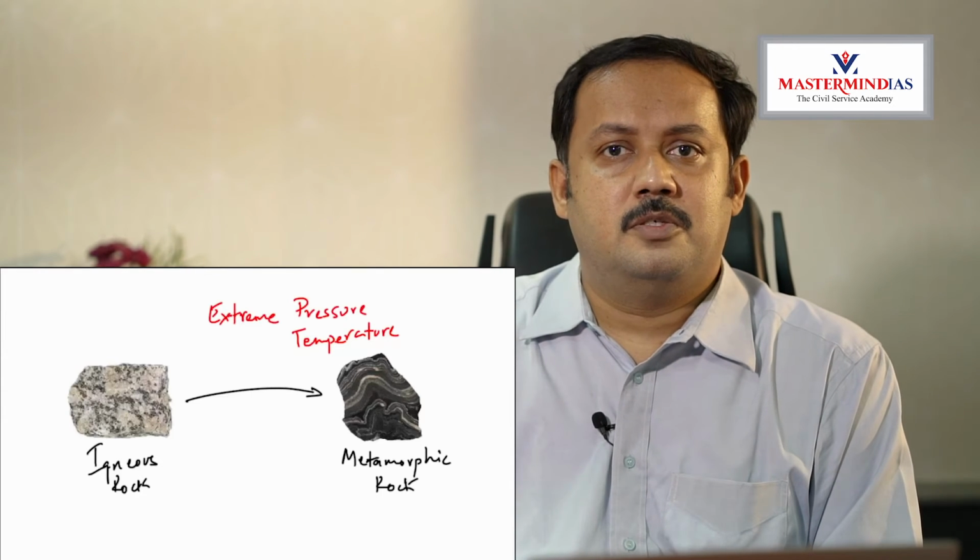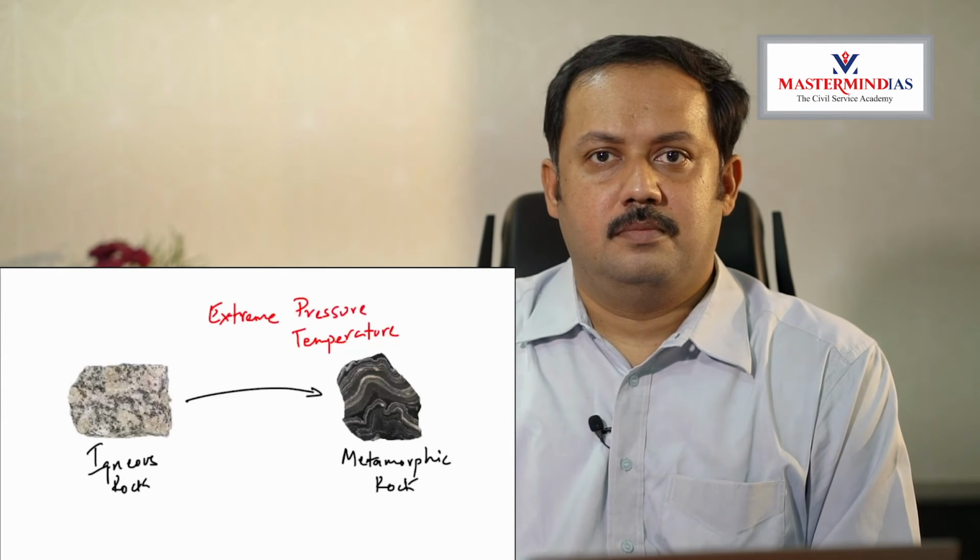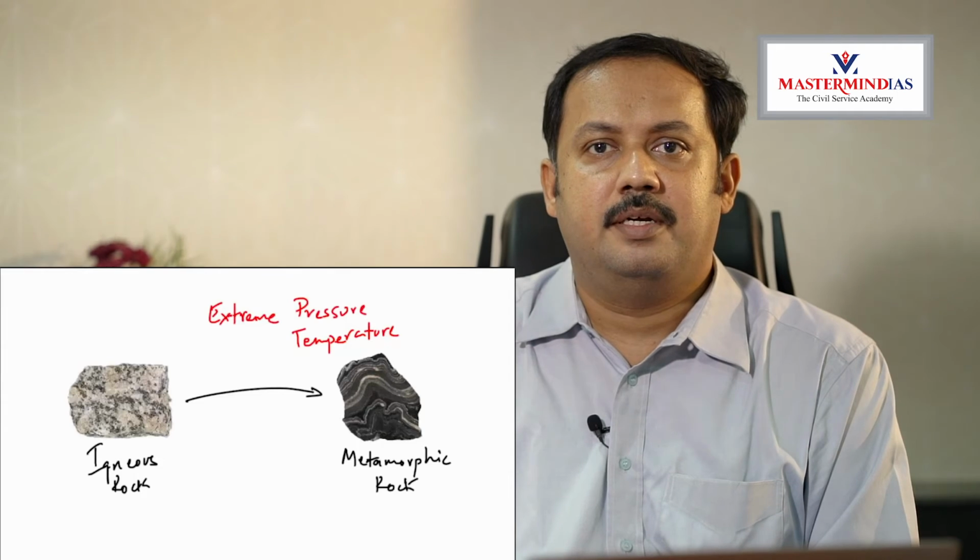We know that the lithosphere is divided into plates. For example, our country is located on the Indian plate. We also know that the Indian plate is pushing against the Eurasian plate, and that is the reason why the height of the Himalayas is on the rise. So, whenever two plates converge, this is referred to as a convergent boundary.